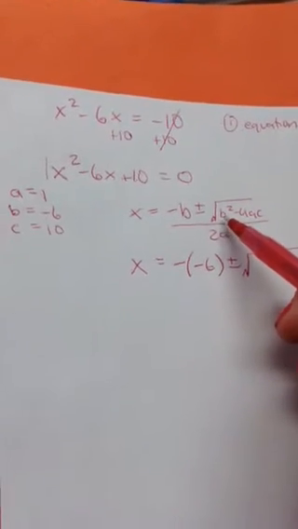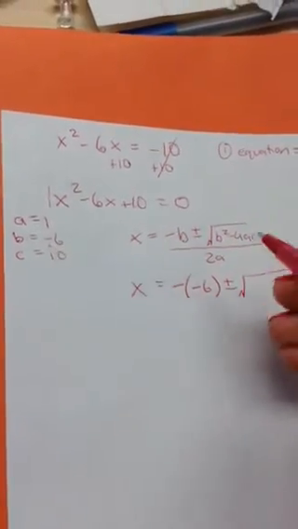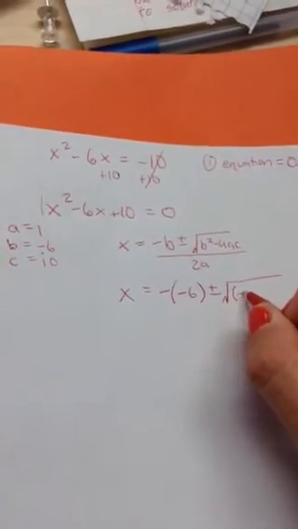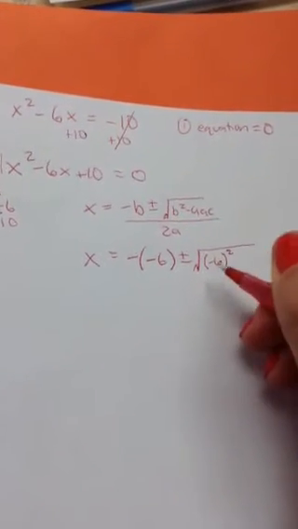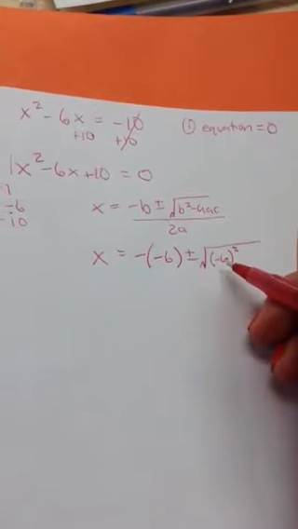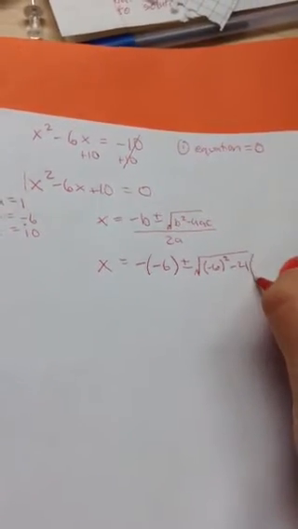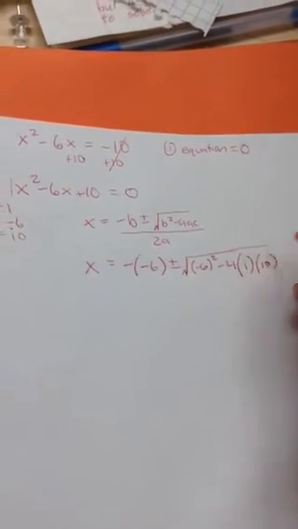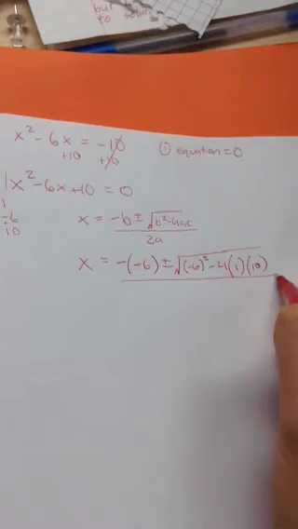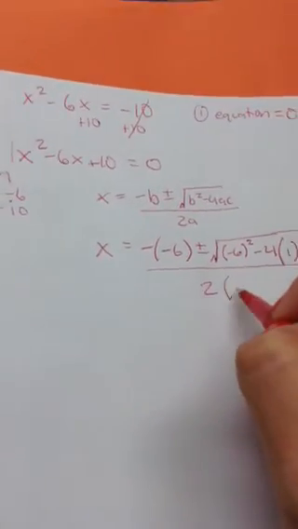And then here's another point where students make a mistake. B squared. If I have negative 6 squared, my answer can never be negative, because negative 6 times another negative 6 gives me a positive 36. So watch out for that. And 1, 10, all over 2 times 1.